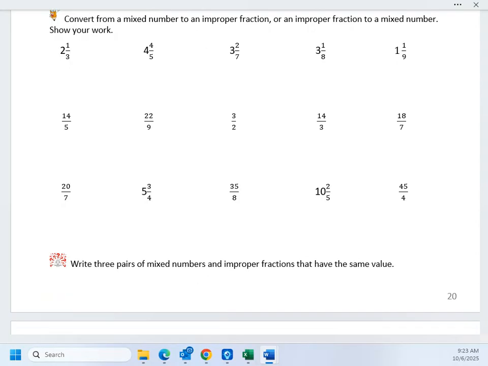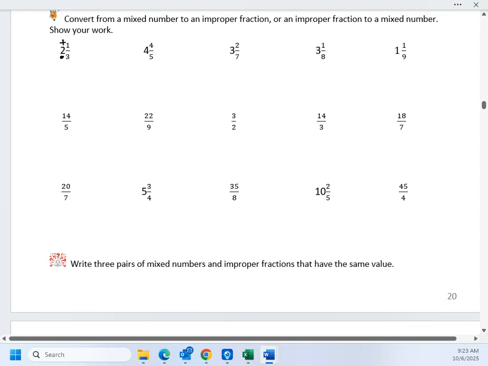So there are certain steps we need to follow. Rhoda, walk me through the steps. We need to multiply 2 times 3, and then add it to the numerator and that's it. So you multiply the denominator by the whole number, and then you add it to the numerator to make a new numerator. So 3 times 2 is 6. 6 plus 1 is 7. Your denominator stays the same.